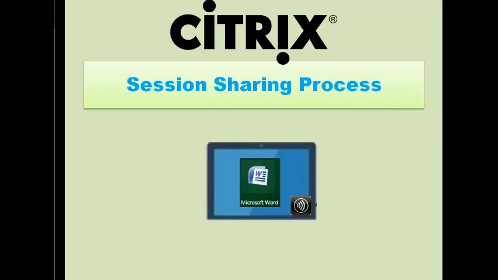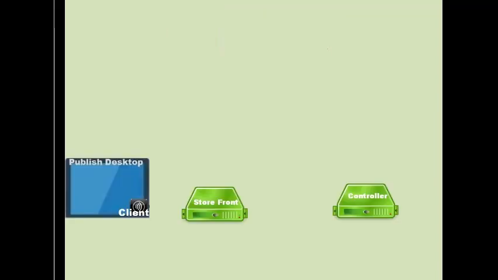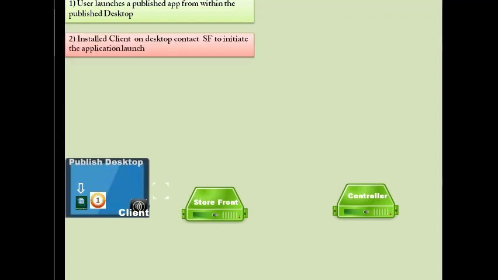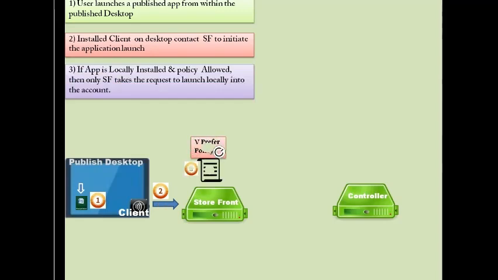How does it work? First step is, the user launches a published app within the published desktop. Second step is, the Citrix client installed on the desktop will contact StoreFront to initiate the application launch. Third step is, if the application is available locally, and if allowed by the policy, StoreFront will take the request to launch locally into the account.